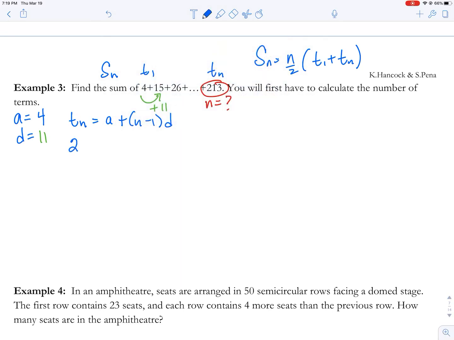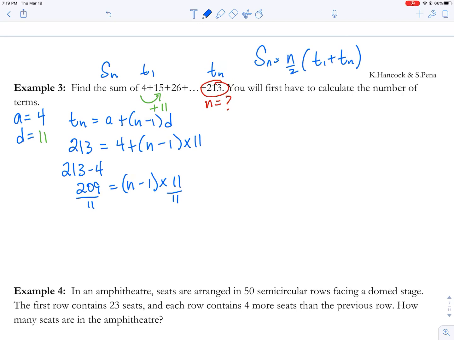So I can say that 213 equals 4 plus n, that's what we're trying to solve for, minus 1 times 11. So 213 minus 4 is 209 equals n minus 1 times 11. Divide both sides by 11. We get 19 equals n minus 1. So 20 equals n. So we know that we're going to find the sum of the first 20 terms. So that means we're actually going to be finding S of 20.